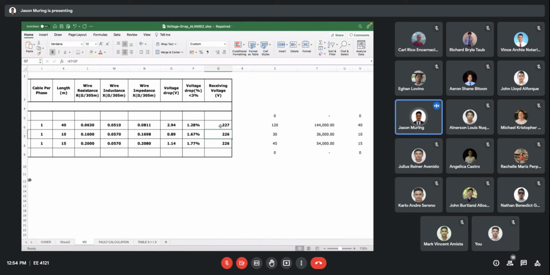Okay, so you see here 227, 226, 226. These voltages are still within the allowable voltage variation of the National Electrical Code or the Philippine Electrical Code. Okay, so because we have to follow, so if I remember correctly, we can have up to 10%. Okay, so 10% of variation, voltage variation. So that is, alam mo na siya, 10%. So 220 times 10%, that's around 22 volts.